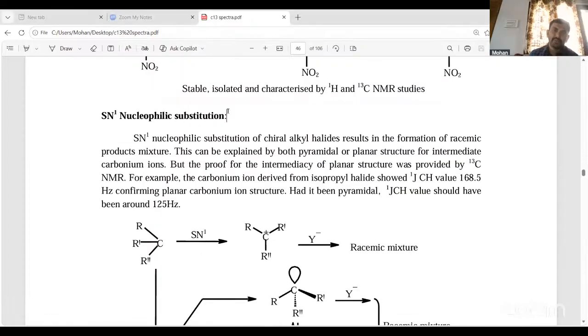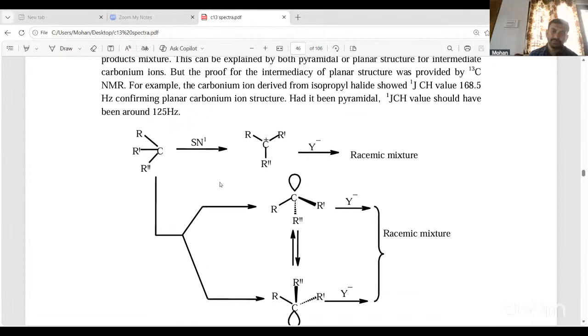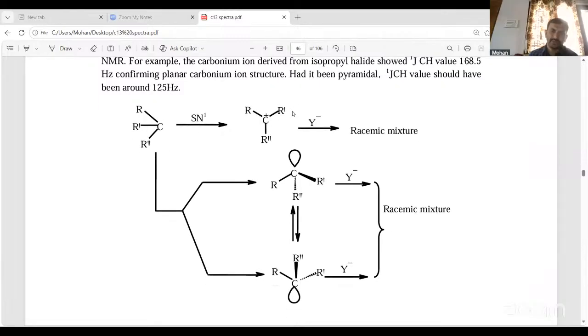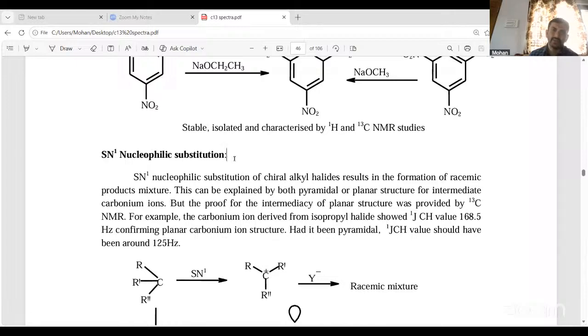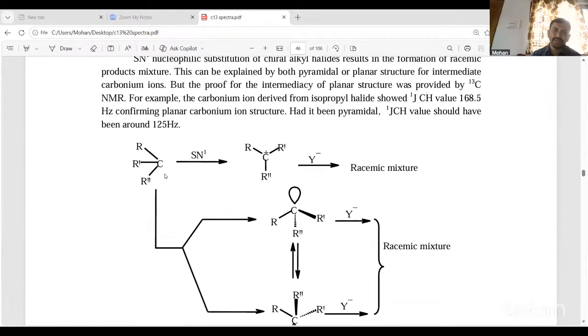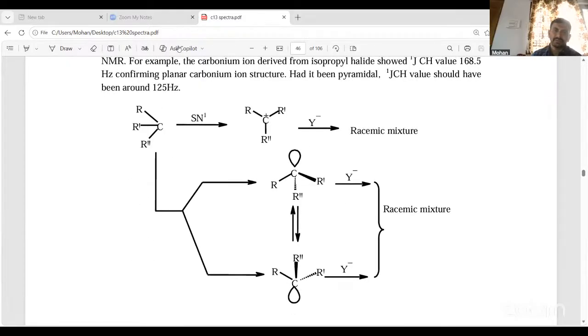Next, SN1 nucleophilic substitution. The SN1 and SN2 mechanisms can also be studied or identified with the help of the C13 spectra. For example, here is some reaction with a halide, so you can keep the halide here.